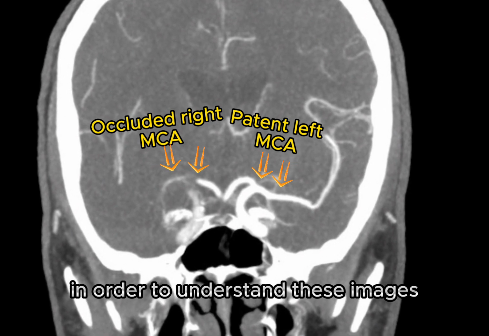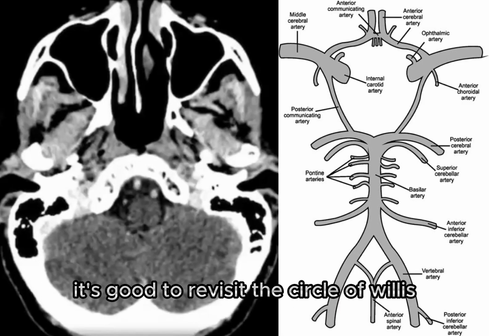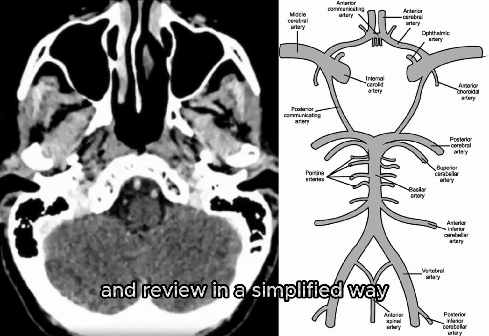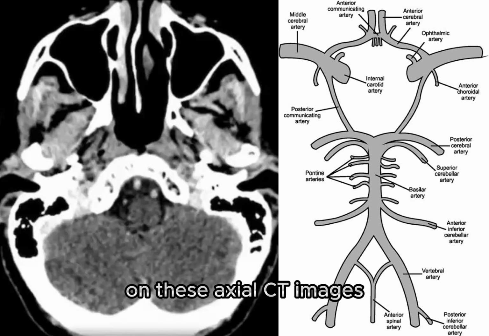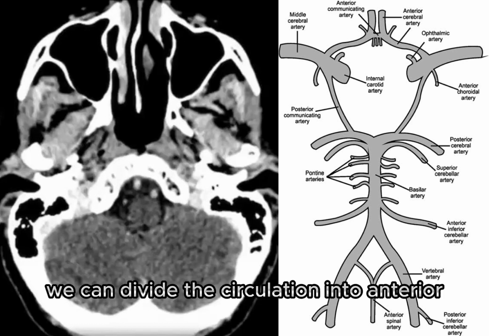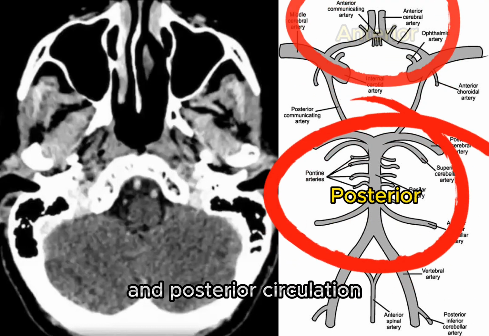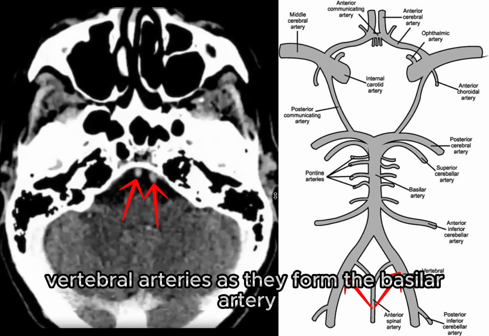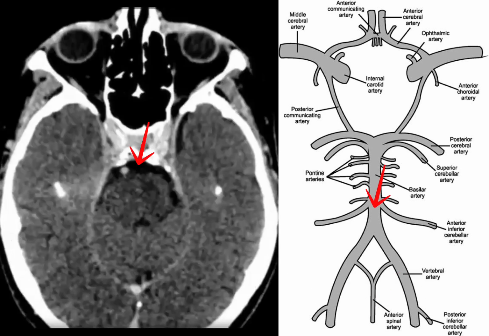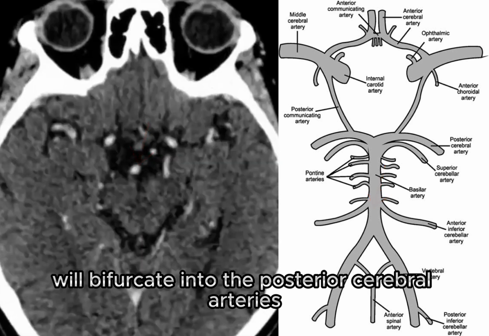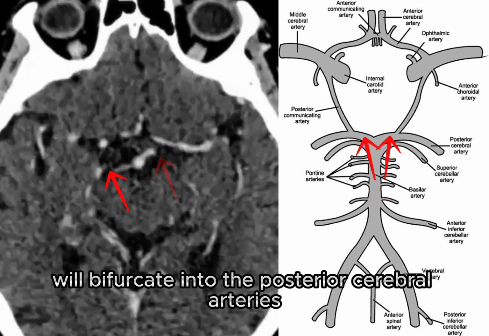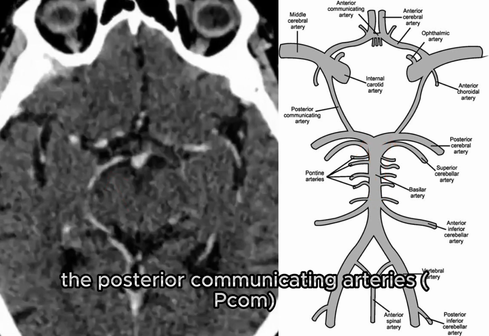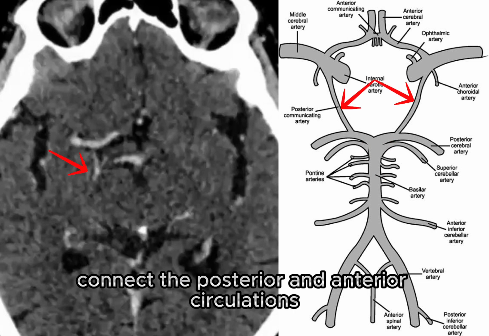In order to understand these images, it's good to revisit the circle of Willis and review it in a simplified way on these axial CT images. We can divide the circulation into anterior and posterior circulation. The posterior circulation includes both vertebral arteries as they form the basilar artery. The basilar artery will bifurcate into the posterior cerebral arteries. The posterior communicating arteries connect the posterior and anterior circulations.